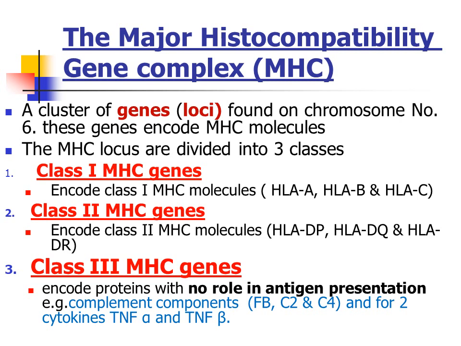Class 2 MHC genes encode class 2 MHC molecules, which include HLA-DP, HLA-DQ, HLA-DR. Class 3 MHC genes encode proteins with no role in antigen presentation. Take note here, they have no role in antigen presentation, but they encode components of complement such as factor B, C2 and C4, and 2 cytokines known as tumor necrosis factor alpha and tumor necrosis factor beta.